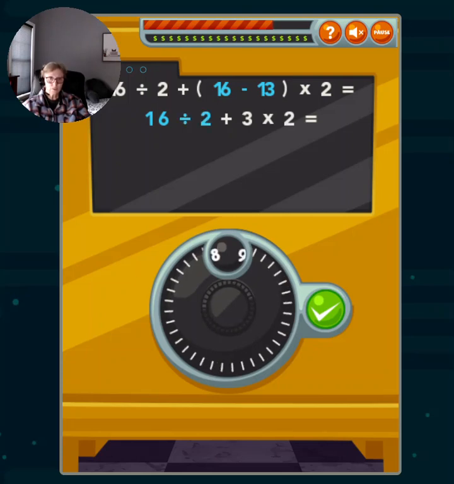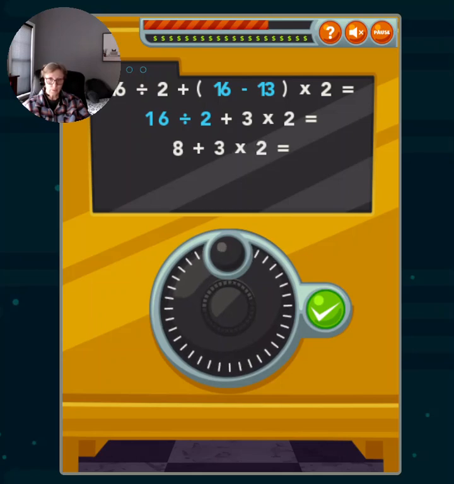Well, 16 divided by 2 is 8. So, I don't have to move my dial much, do I? Just go to 8, click the button. And it substituted in an 8 where it used to say 16 divided by 2. Awesome. So now we have 8 plus 3 times 2.